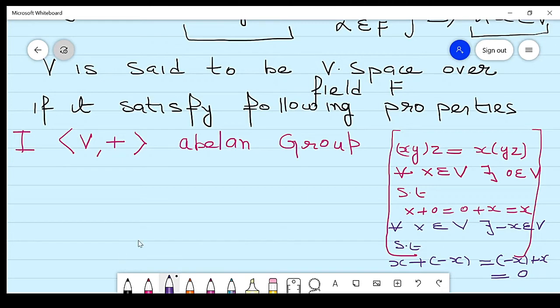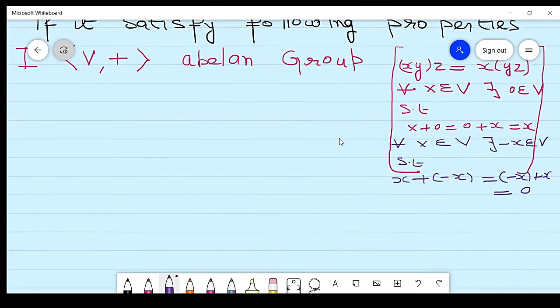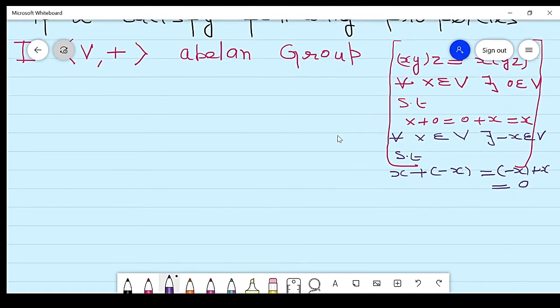And after that the fourth is the commutative property, which is x plus y equal to y plus x. If it satisfies the properties 1, 2, 3, 4, then this is called an additive abelian group. So this is the first part.